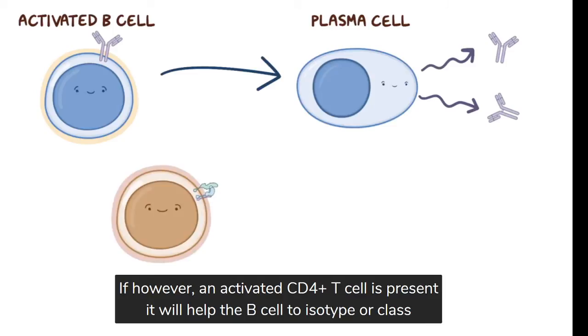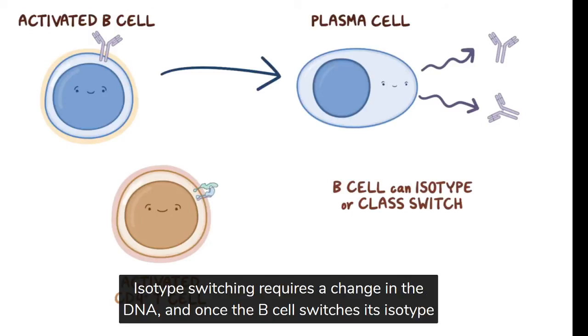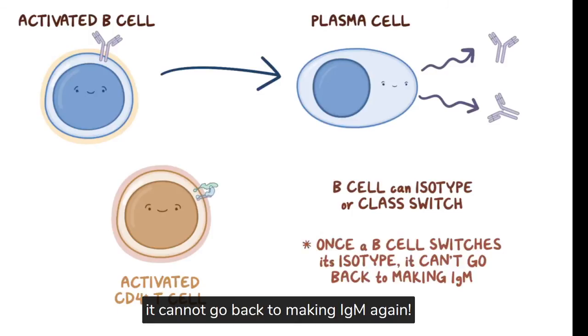If, however, an activated CD4 positive T cell is present, it'll help the B cell to isotype or class switch, to change the isotype of the antibody it produces. Isotype switching requires a change in the DNA, and once the B cell switches its isotype, it can't go back to making IgM again.